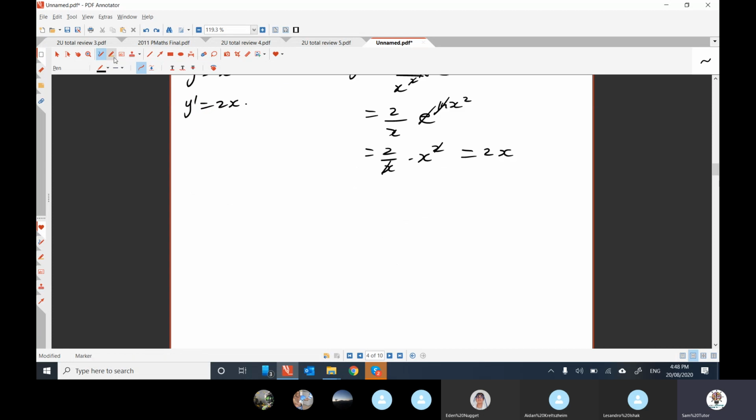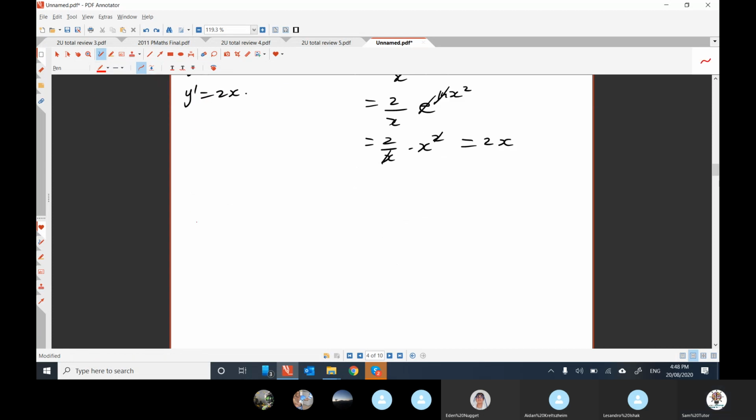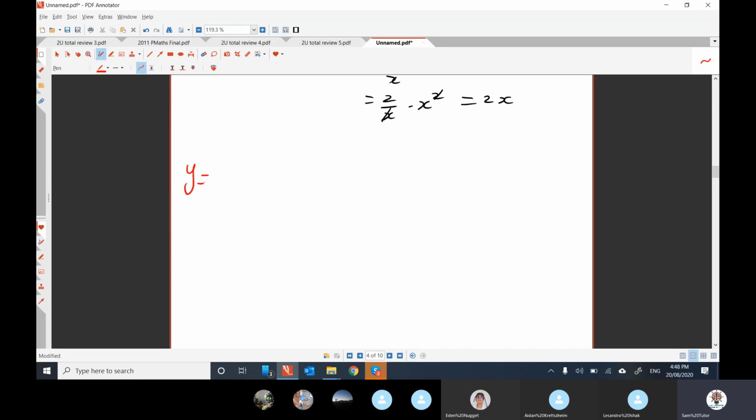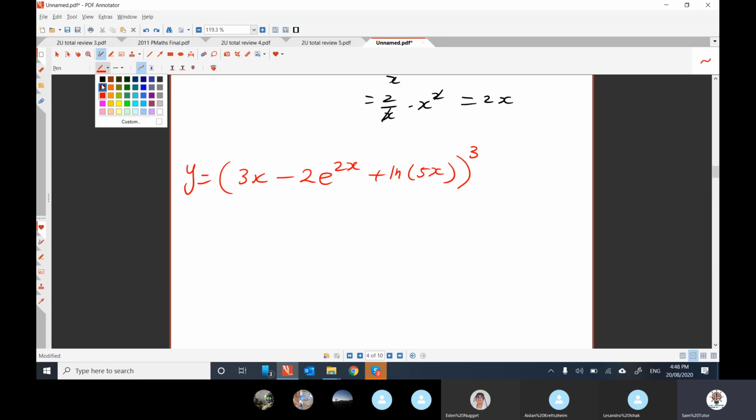Let's go up one more level. Chain rule. Y equals (3x minus 2e^2x plus ln 5x) all to the power of 3. You really went for it here. That's it. If you can do this, then you can do anything, because it's got everything. I've got your algebra, I've got your exponential, I've got your log. So, Eden, you want to try it?